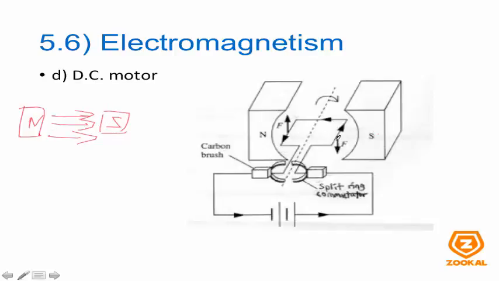Now when the current flows through here, using Fleming's left-hand rule, you can derive the direction of the force. Assuming the coil is in this position, your current is into the paper, middle finger pointing into the paper, index finger pointing to the right, your thumb would point downwards, and your force would act downwards.